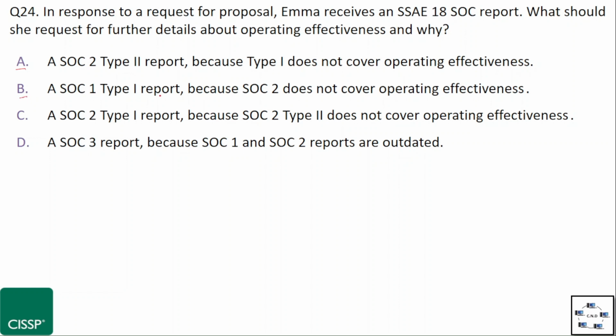Option B, SOC 1 Type 1 report because SOC 2 does not cover operating effectiveness. Option C, SOC 2 Type 1 report because SOC 2 Type 2 does not cover operating effectiveness. And option D, SOC 3 report because SOC 1 and SOC 2 reports are outdated. The correct option is option A, SOC 2 Type 2 report because Type 1 does not cover operating effectiveness.